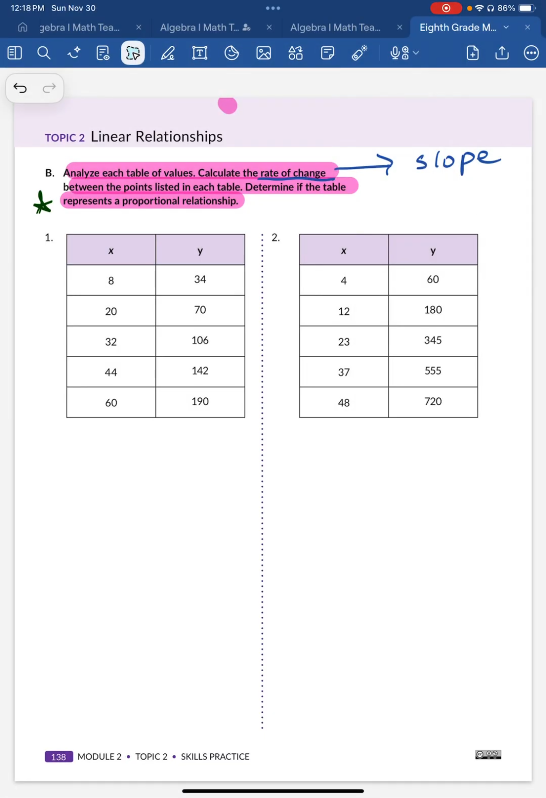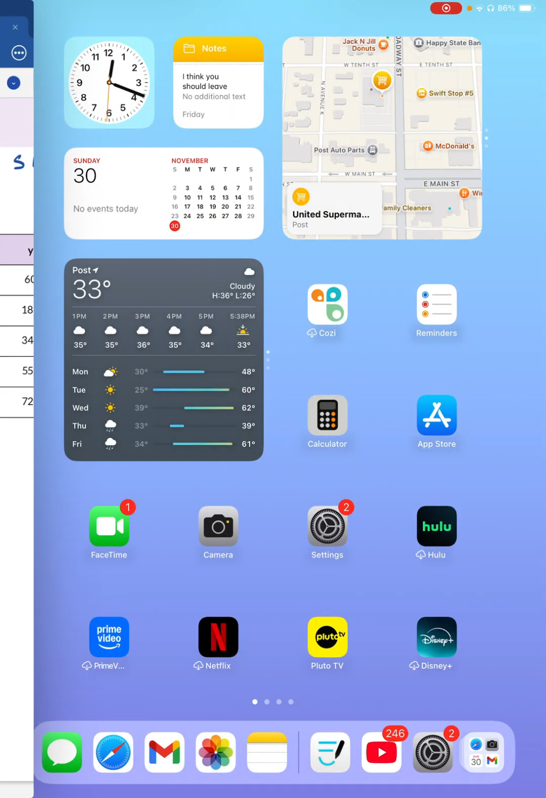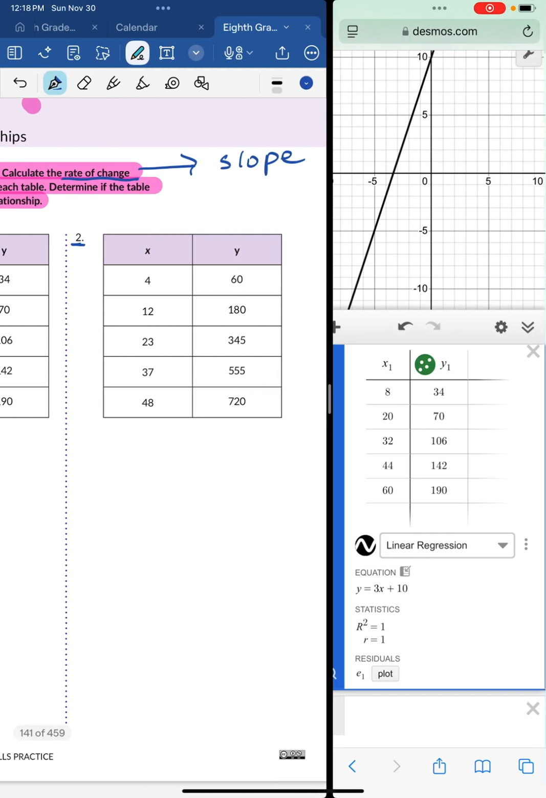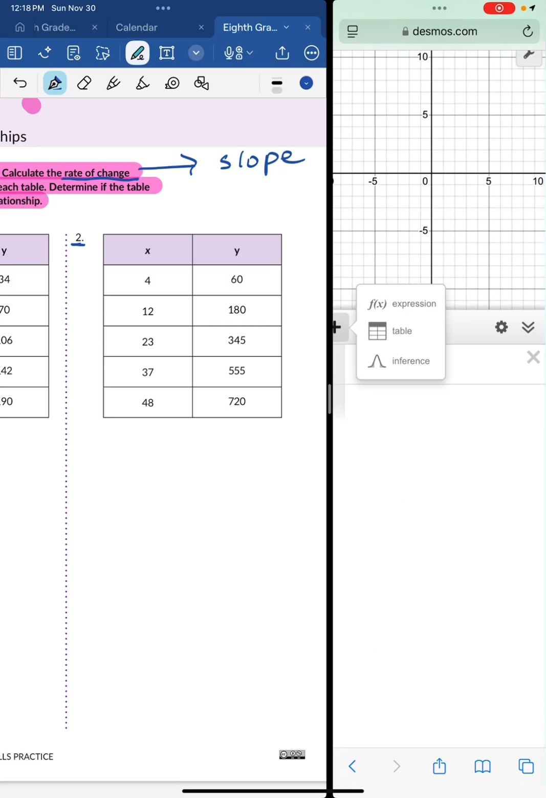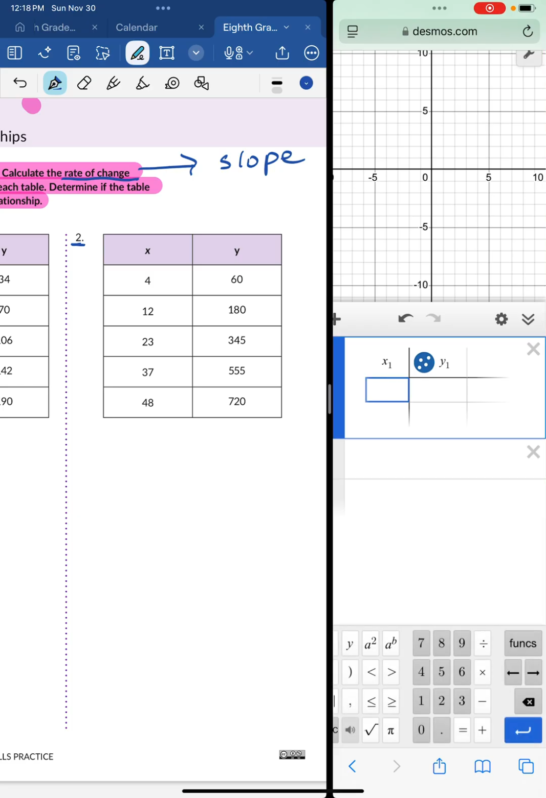Okay, moving on to question 2 right here. We're going to just put this into Desmos and see what we find. So I'm going to go over to Desmos and I'm going to enter a new table. I'm going to get rid of that one. I'm going to click this plus right there and then a table.